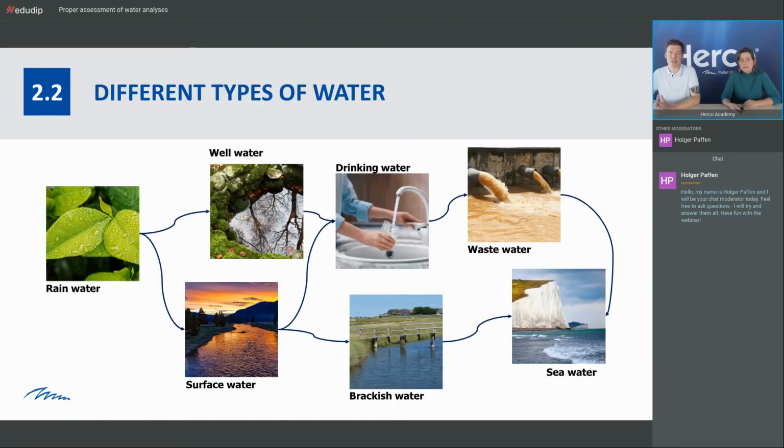So in this picture, we see the different types of water. So as you know, Herco is always called, we purify pure water. So we are mainly working in the drinking water section, sometimes in the sea and brackish water, and also sometimes in the well water. So as said, our main section is drinking water, tap water.